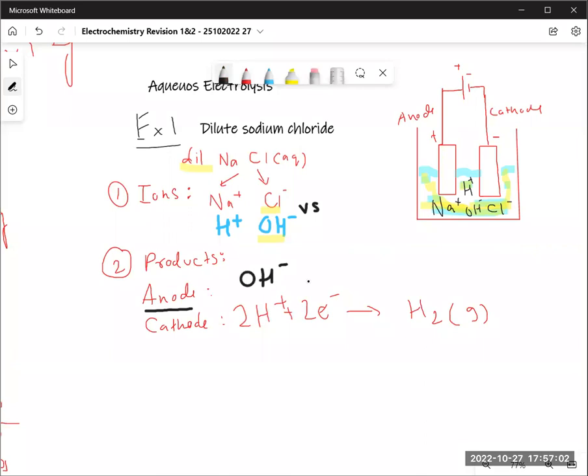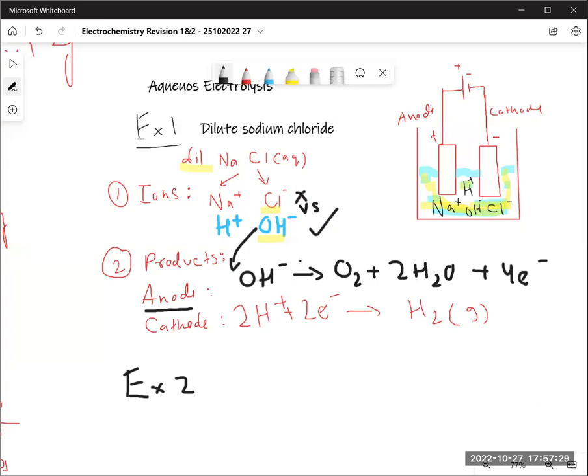OH minus. And the equation is OH minus gives us O2 plus 2H2O plus 4 electrons. Any questions? Let's try another example. So what's the answer? The answer is OH minus. That forms. And not this guy. Why? Because this is dilute chlorine. For it to form, we need concentrated halide or concentrated chlorine. So I don't have concentrated chlorine, so OH minus forms.